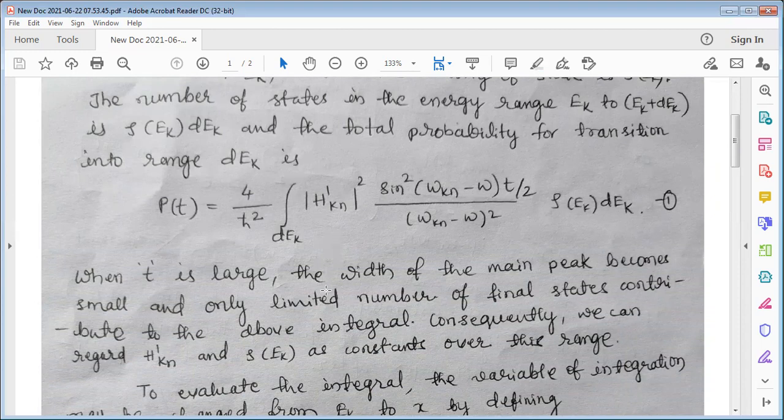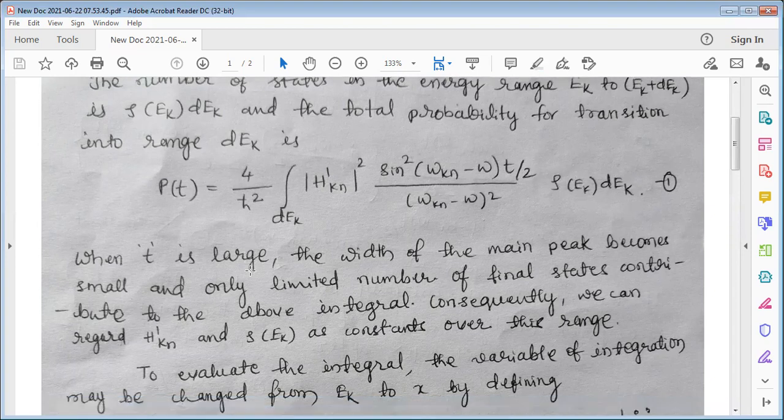We take harmonic perturbation as an example. So here also we assume that the perturbation is a harmonic term. That is why I have taken the derivation from the last session. To the same term I am now multiplying the density of states, and the energy is varying on either side of the state k.